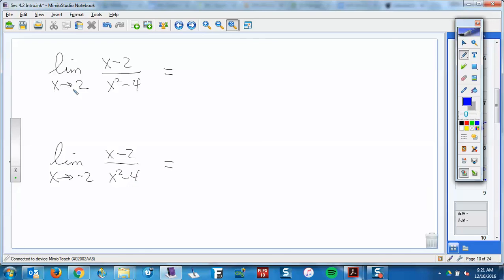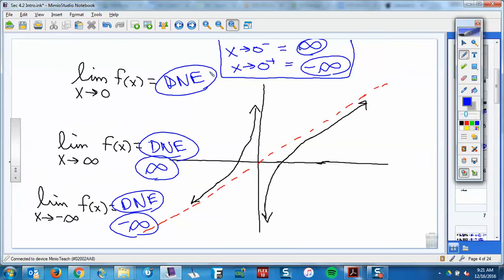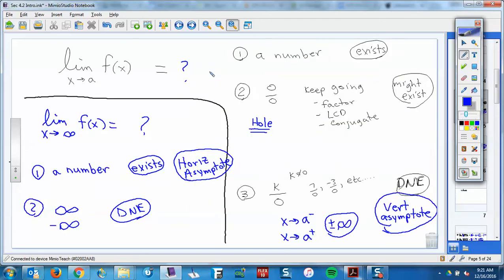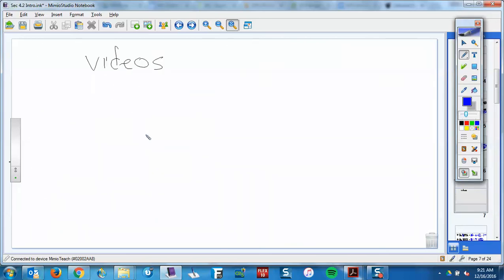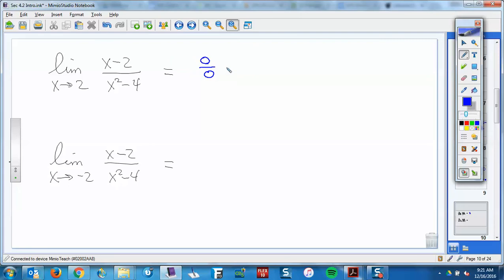So now, what's the first thing you would do on this problem? You plug in a 2, and you get 0 over, now what did that mean, 0 over 0? 0 over 0 meant keep going. Now, we actually have a name for that. We'll write it on Monday. It's called indeterminate. But it means keep going. Well, what can you do on this one? You can factor the bottom. And you get x plus 2, x minus 2. Cancel the x minus 2's.